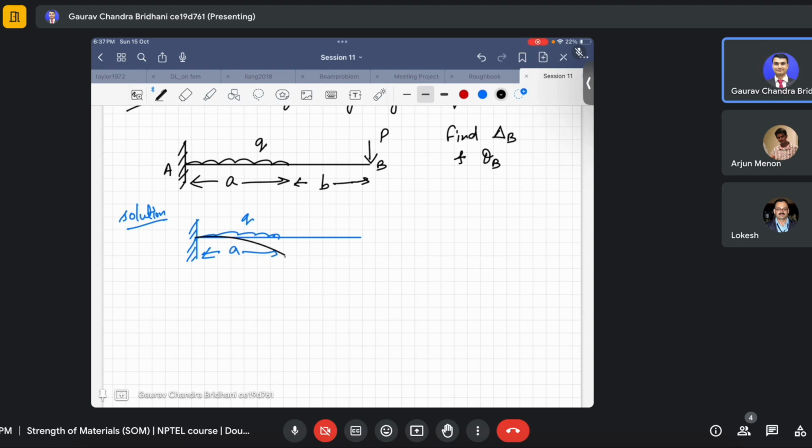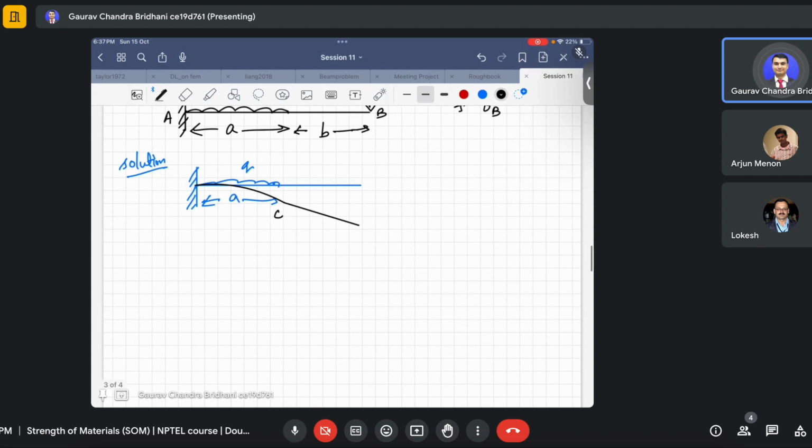Like this, and from here a tangent will be drawn, something like this, which will be tangent at this point. Okay, I'll call it C. So we know the short formula for the deflection. WL power 4 upon 8EI, I think that is the formula. Correct me if I am wrong.